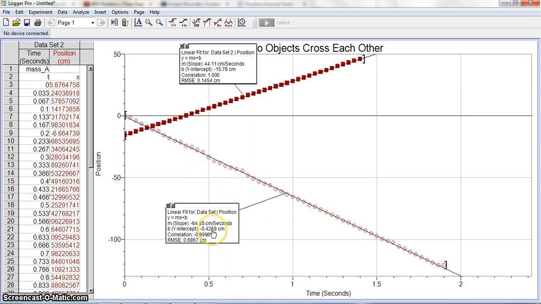And this y-intercept right here means that at 0 seconds, right here, the object was at a position of 0.5 centimeters.